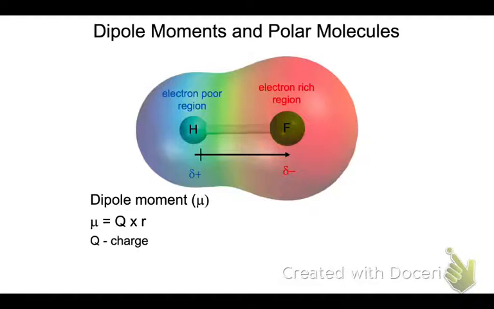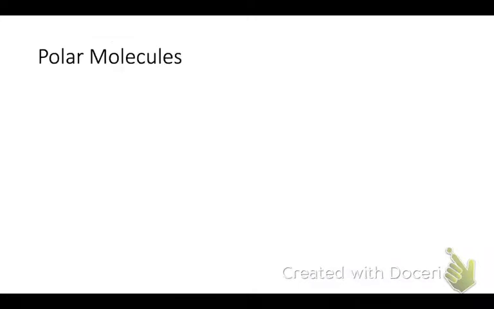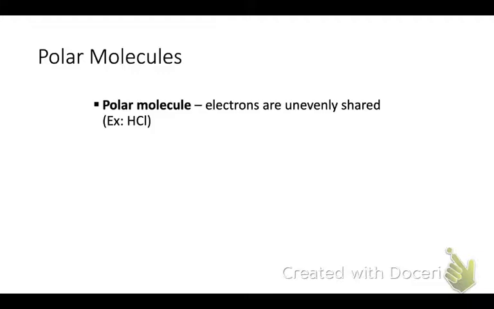The dipole moment, which is mu, can be calculated by multiplying the charge with the distance between charges, and the units for that is debye. Hydrogen fluoride has a dipole with a partially negative charge on fluorine and a partially positive charge on hydrogen. Now, what about molecules that are made of more than one bond?